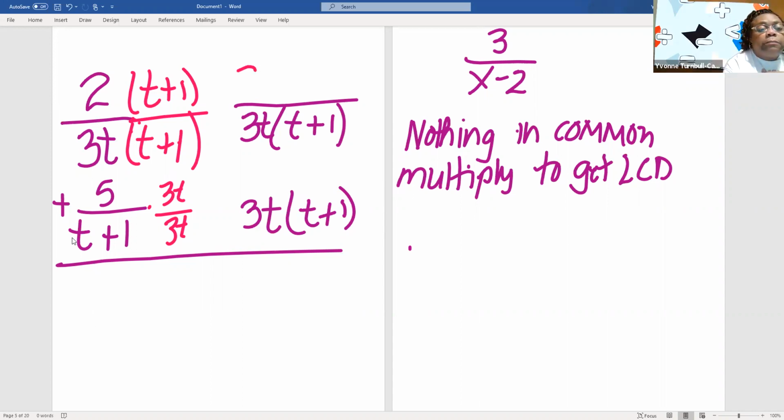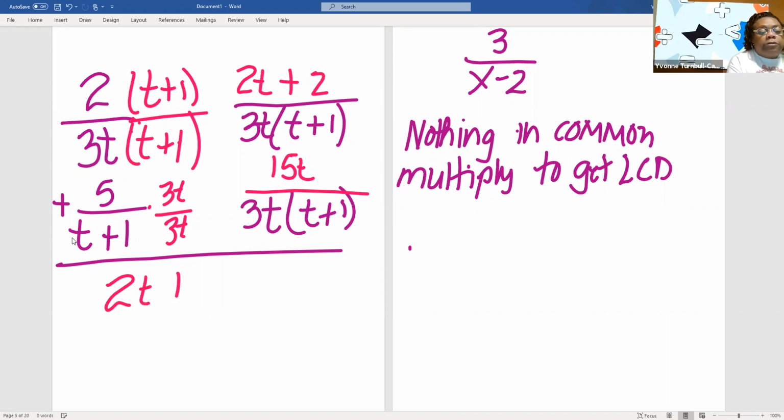2 times t is 2t. 2 times 1 is 2. 5 times 3t is 15t. Write one numerator. Put them together. So that's 2t plus 2 plus 15t. I took both my numerators and wrote them together, knowing that my denominator is not going to change.